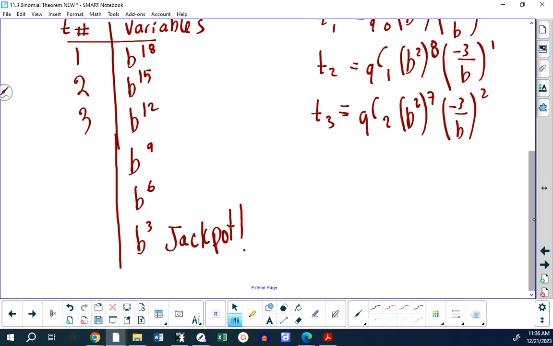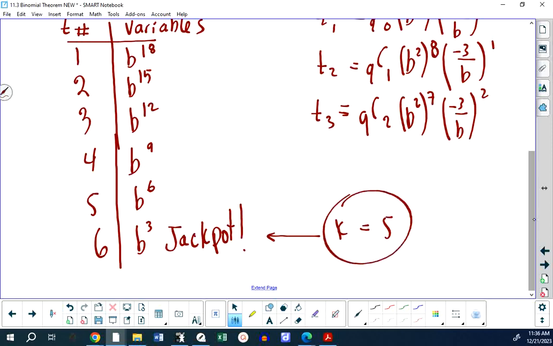That's what the question says. So this is the 4th term, this would be the 5th term. We are after the 6th term, and now we know k. Now we know k is 5. And we can answer the question. Everything we did so far is simply to identify k.